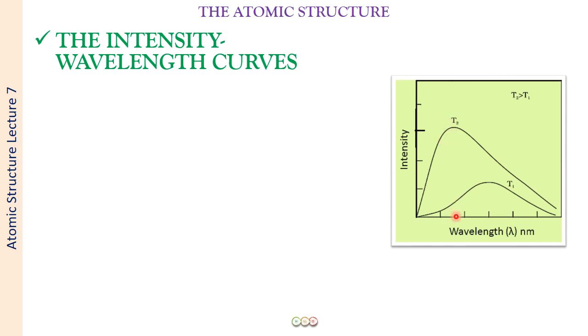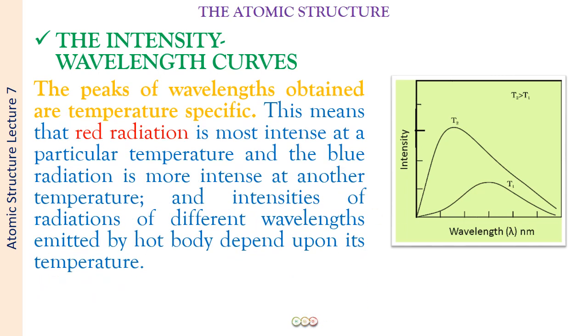Now how do we correlate this to the phenomenon which we have seen? So the peaks of the wavelengths obtained, first of all, are temperature specific. At one temperature, we are getting a peak at a certain level, and then at the other temperature, we are getting the peak at another level. So this means that the red radiation, you have seen that it was more intense at a lesser temperature.